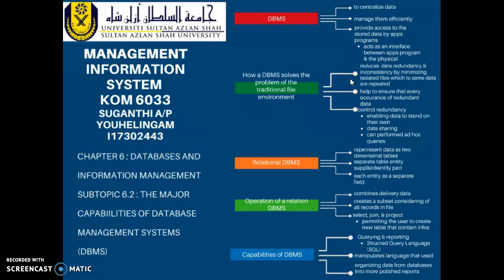The DBMS may not be able to eliminate data redundancy entirely, but it can help control redundancy. If the organization maintains some redundant data, using a DBMS eliminates data inconsistency because the DBMS can help the organization ensure that every occurrence of the redundant data has the same value.